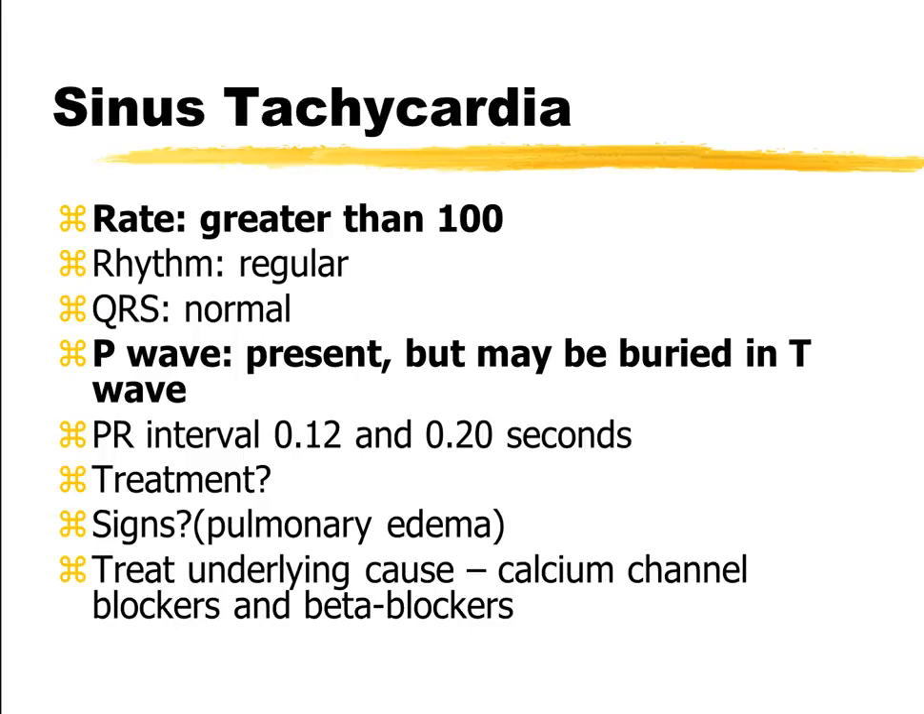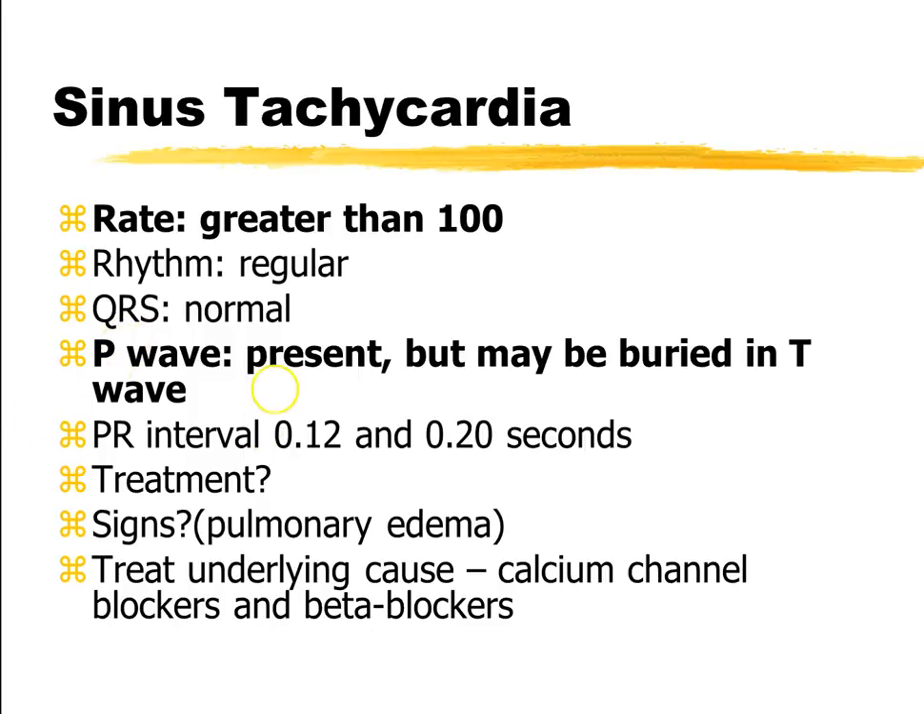And so sometimes we need to slow the rate down by doing a vagal response or giving a medication, and then we can see that P wave to really get a good look at it to make sure that it is originating in that SA node. So you can see the other items here on the slide.